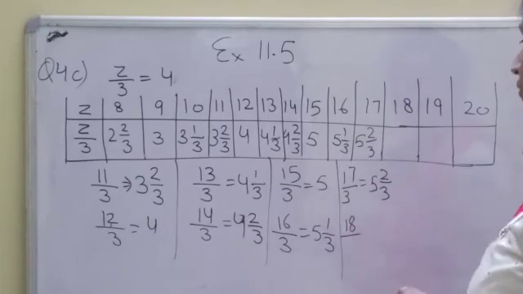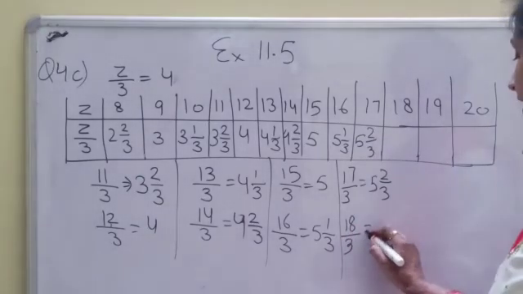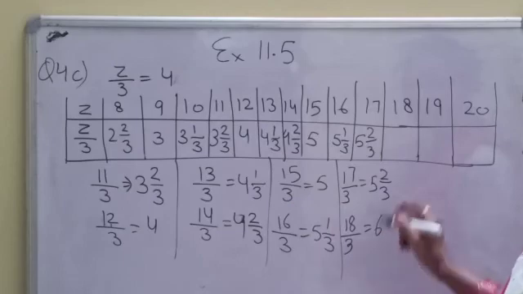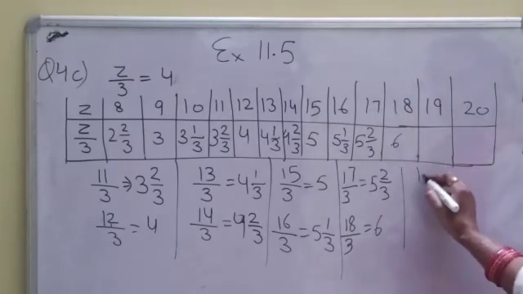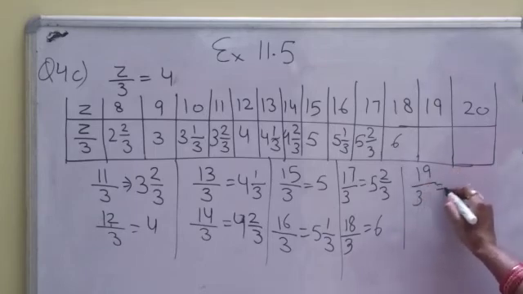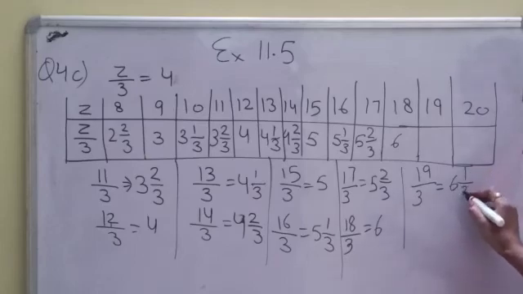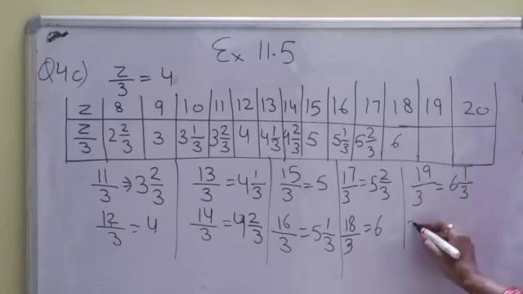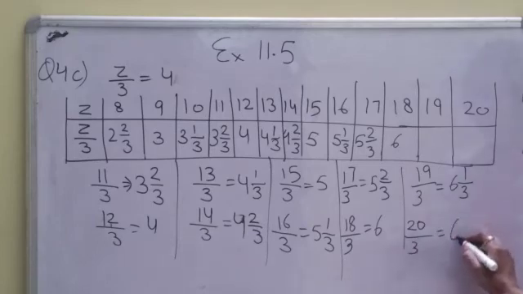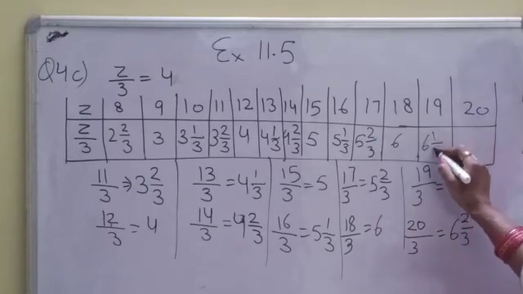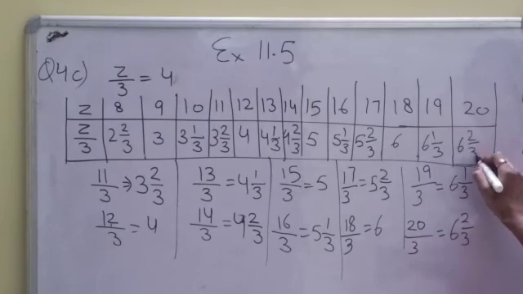When we keep the value as 18, 18 by 3, 3 6s are 18, so your answer is 6 for 18. When you keep z as 19, so 19 by 3, 3 6s are 18, 19, 1 is left, so 1 by 3. When you keep it as 20, 20 by 3, 3 6s are 18, 19, 20, 2 is left, so 2 by 3. So this will become 6 and 1 by 3 and 6 and 2 by 3.